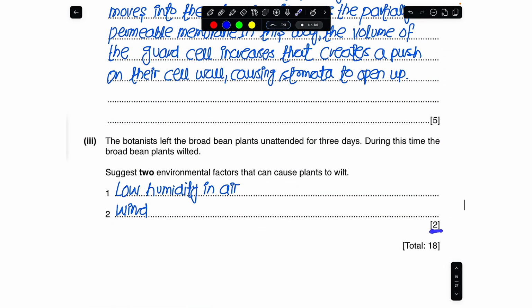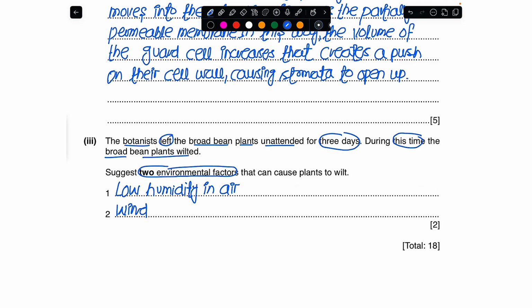If I were to move further, for 2 marks, they say that these botanists left the broad bean plants unattended for 3 days. Like for 3 days, they did not bother about these broad bean plants, and they said that during this time the broad bean plants have wilted. Now they want us to suggest two environmental factors that cause the plant to wilt. So why do the plants wilt? That could be due to the speed of the wind.